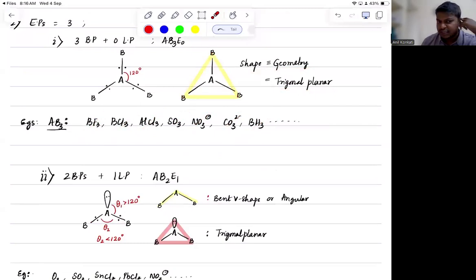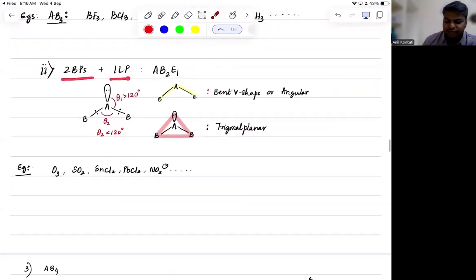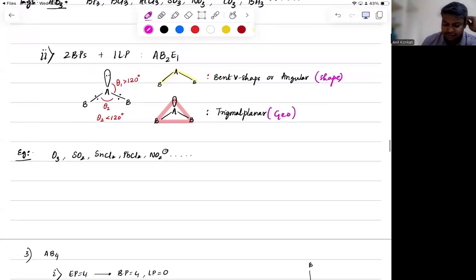These are all examples. Two bond pairs and one lone pair. You can see this is bent, V shape or angular, and that is the shape. The geometry is trigonal planar. Okay, sorry, this is the geometry and this is the shape of that molecule. So obviously lone pair-bond pair repulsions will be more. So here the bond angle is more, here the bond angle is less. These are the examples: O3, SO2, SnCl4, PbCl2, NO3-, and so on.